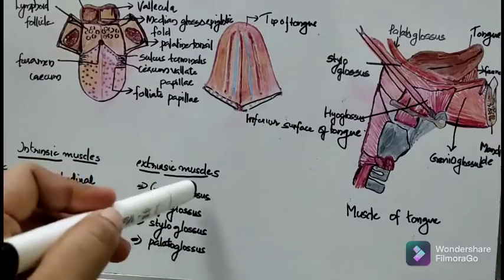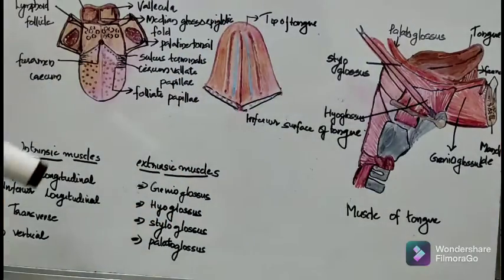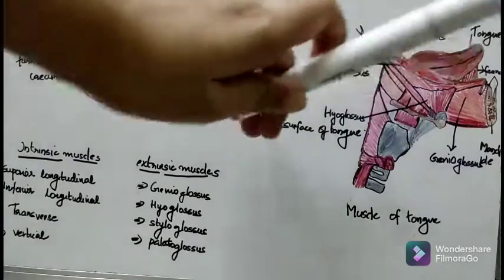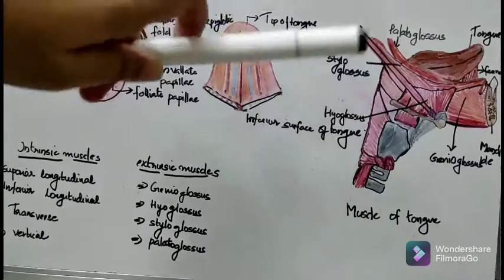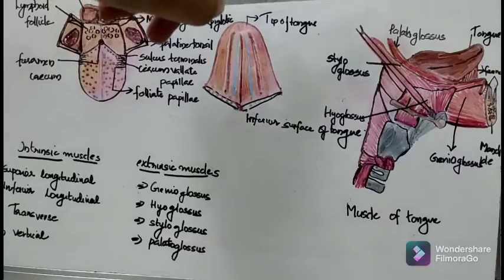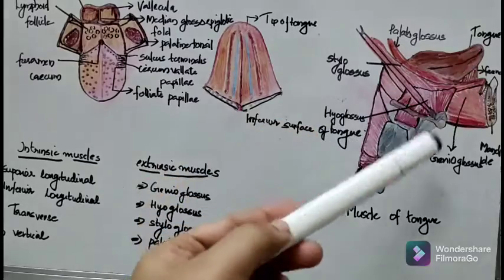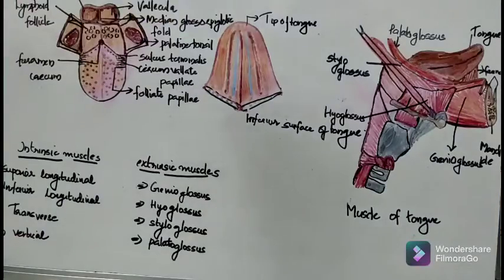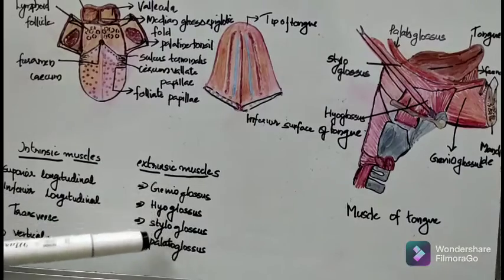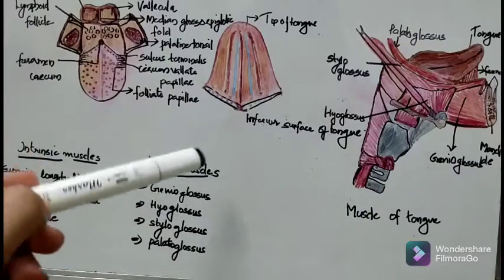So these muscles attach the tongue to different structures. When we discussed the attachments of the tongue, we already discussed the superior and inferior attachments. Superiorly, the tongue is attached to the soft palate and the styloid process, and inferiorly the tongue is attached to the hyoid bone and the mandible. The muscles involved in this attachment are the genioglossus, the hyoglossus, styloglossus and palatoglossus. From the name itself you will get an idea which are the muscles.